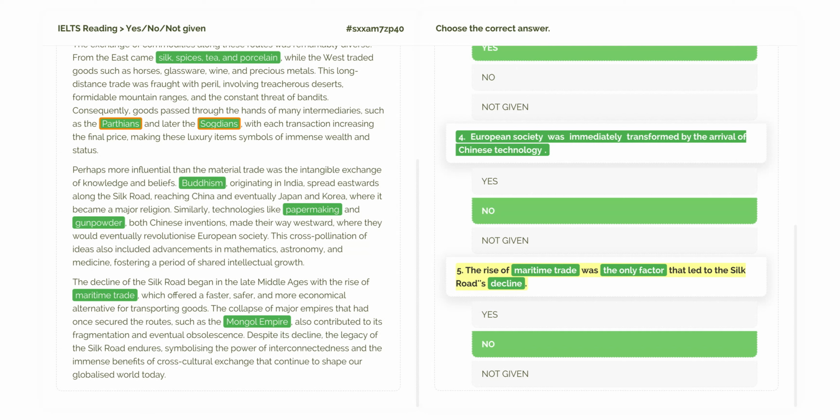To wrap up, we've seen how to tackle a yes, no, not given task by carefully analysing the text and the questions. The two key strategies to remember from today are, first, always watch out for qualifying words like only, immediately, or all, as they're often the key to the answer. Second, identify when the author is making a comparison or stating a strong opinion.